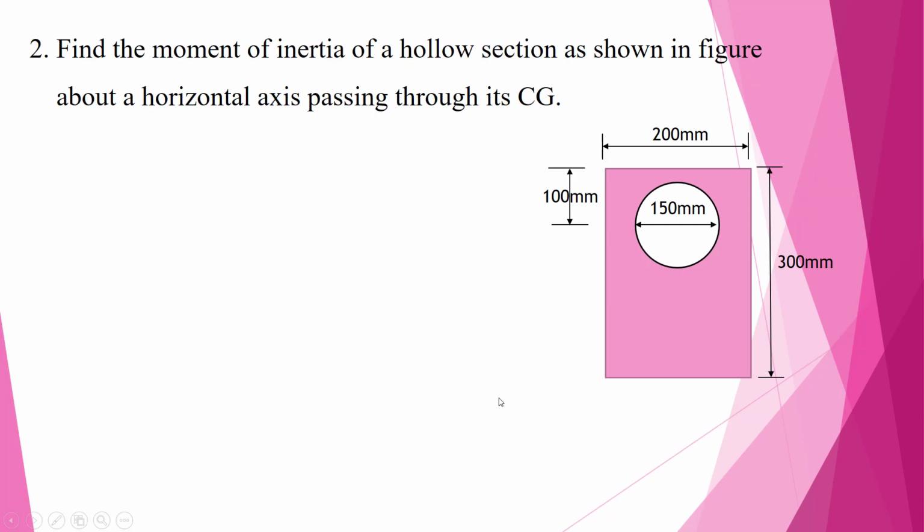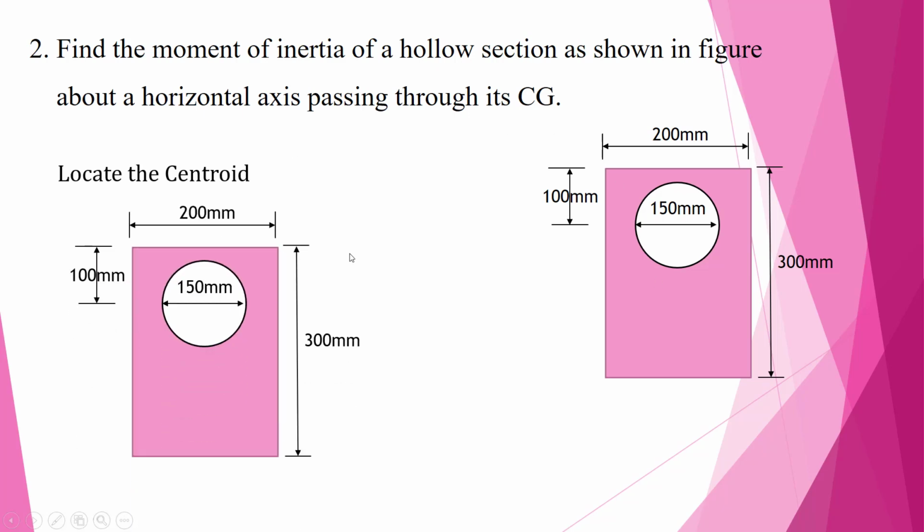So here we need to find the moment of inertia of the section about a horizontal axis passing through the centroid of the composite section. Now here in this figure you can see there is a rectangular section as well as a circular section, and we are removing the circular section from the rectangular section. Now we need to draw the horizontal axis passing through the centroid. So the first step is to locate the centroid of the composite section.